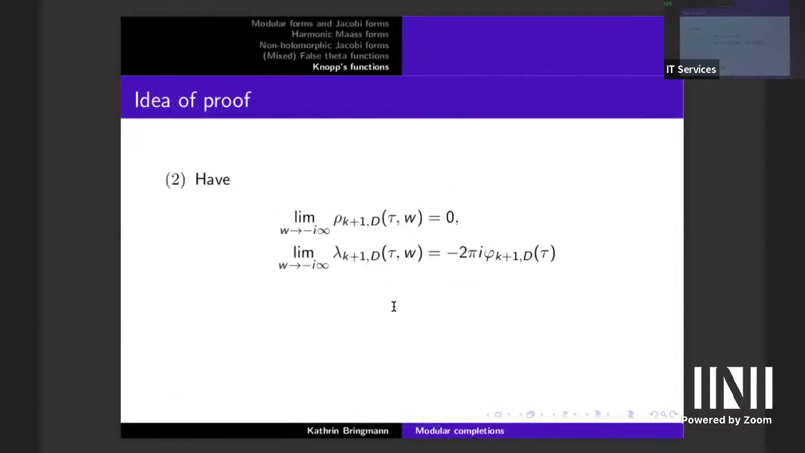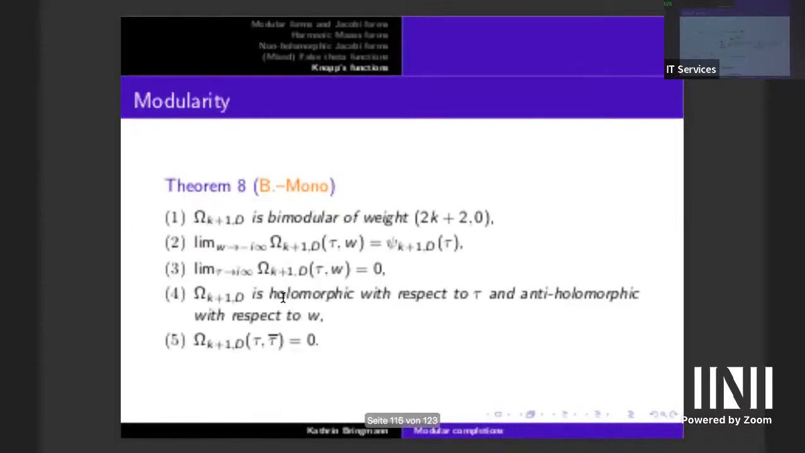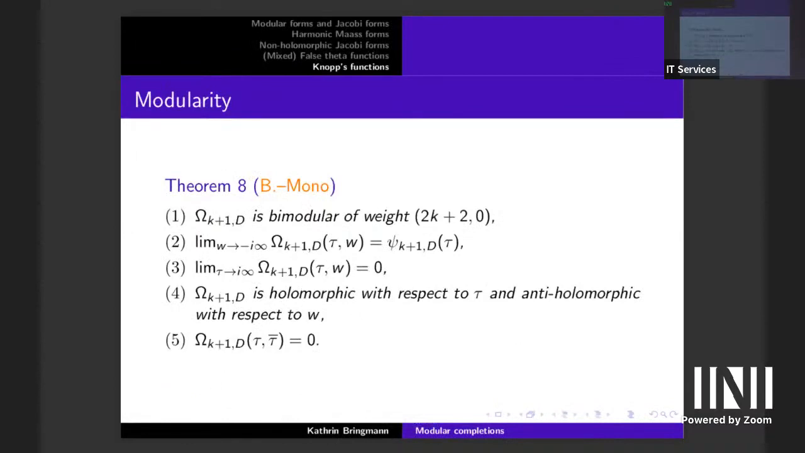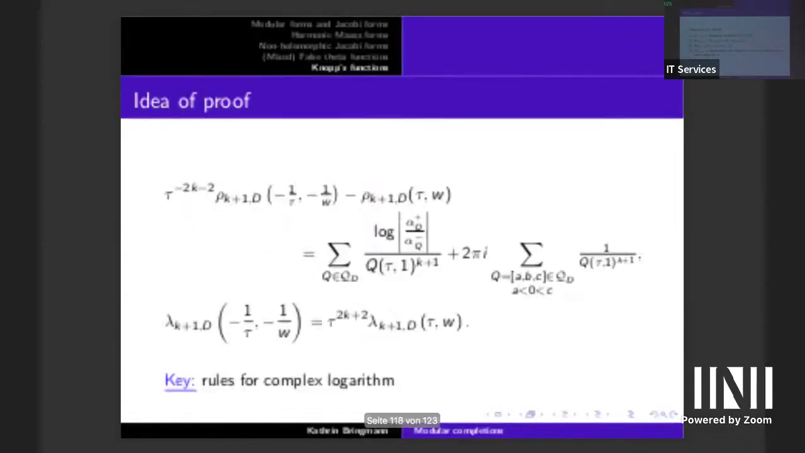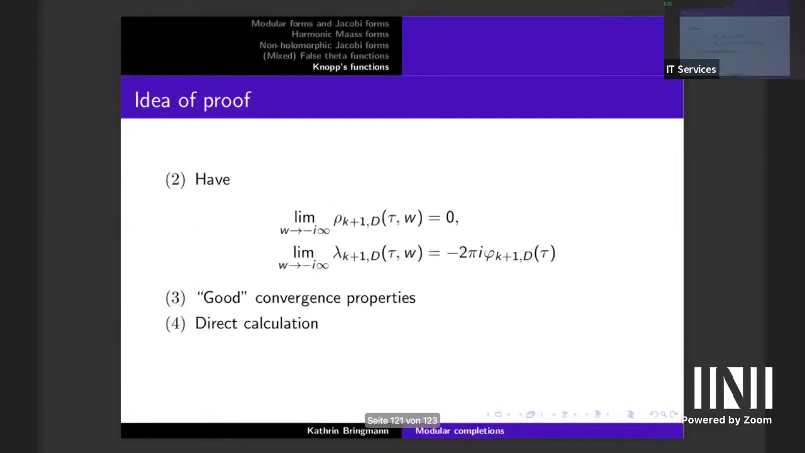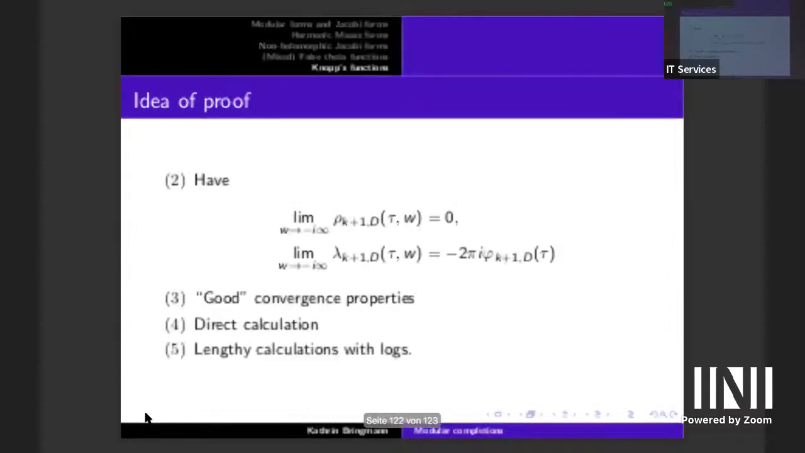Then for the limit behavior, you again look at the individual pieces, use roots of logarithms and show that this first piece is just 0. Then you recover the function that you want. And the third property, that is the cuspidal condition, I basically just need to show that I can interchange the limit with the summation. So I need good convergence. Then the fourth property is just direct calculation.